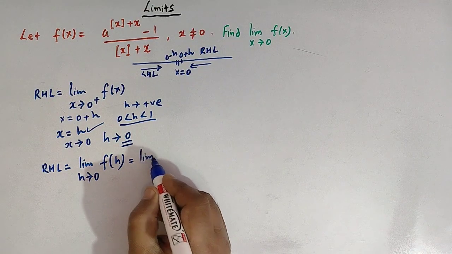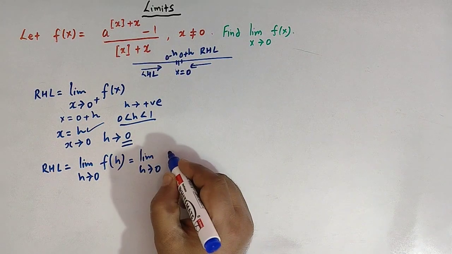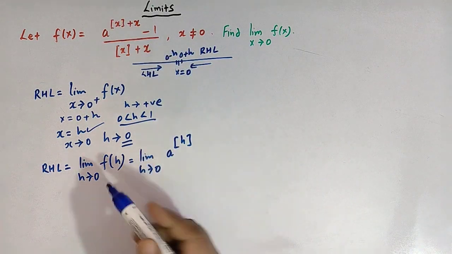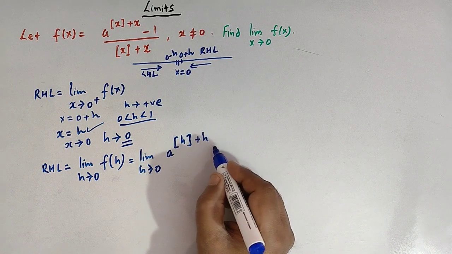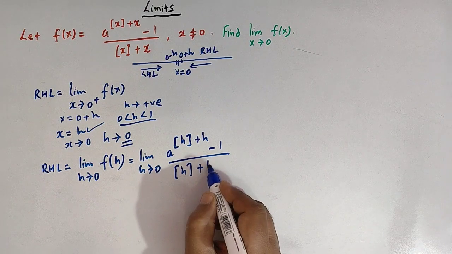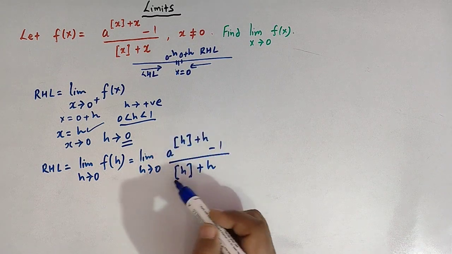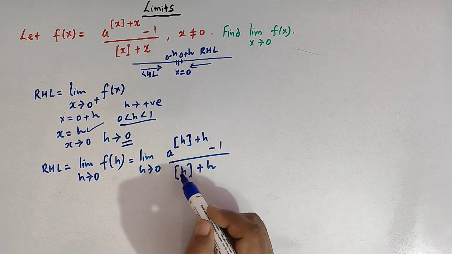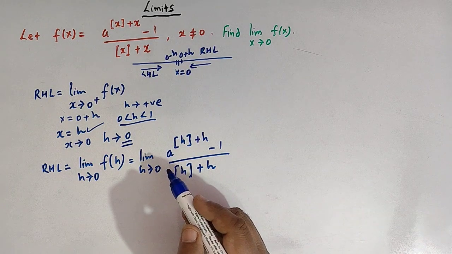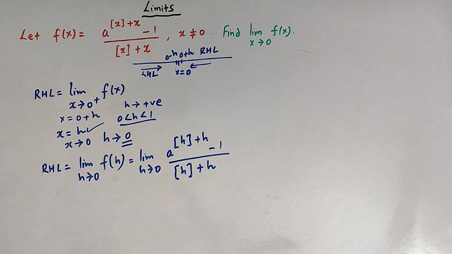Now we can write the limit as h tends to 0, and f(h) can be written as a^([h] + h − 1)/([h] + h), because here we replace x by h. Now we have to find this limit when h approaches 0, but we cannot directly substitute h = 0. So we will take help of the definition of the greatest integer function.